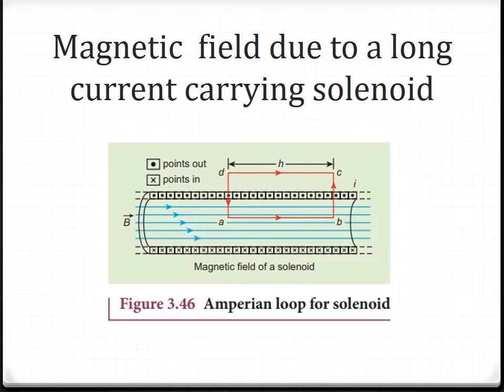Consider a solenoid of length L having n turns. The diameter of the solenoid is assumed to be much smaller compared to its length, and the coil is wound very closely.